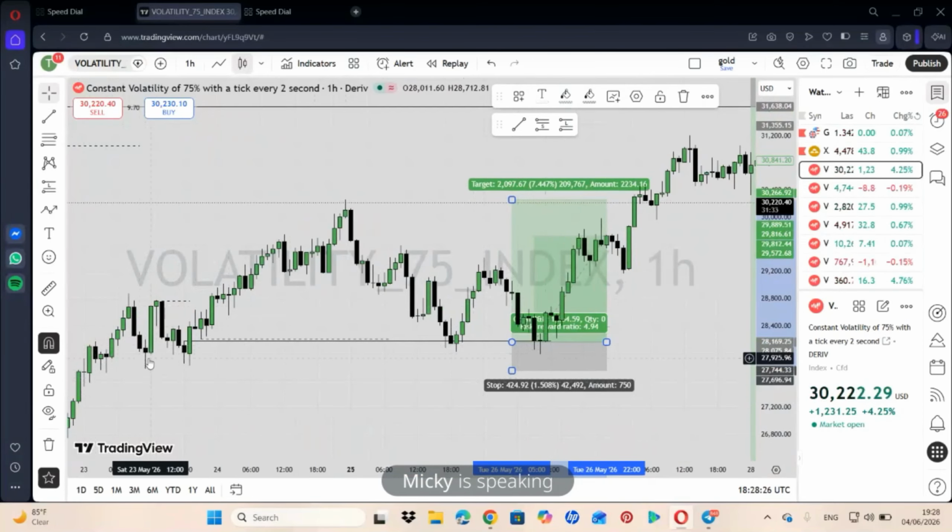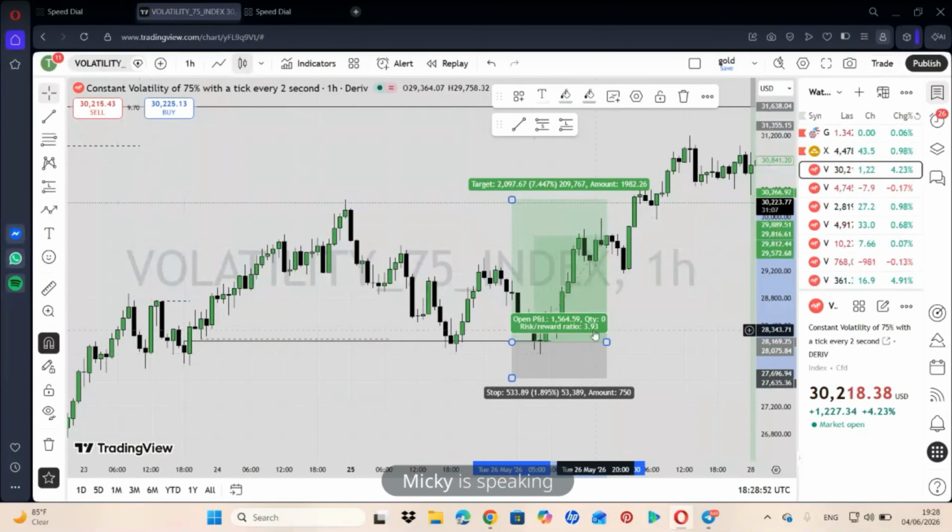All those little details. That's why I will always say you need mentorship, because of all these little details. Someone will just put his SL just above here, and price might actually come to take you out. But for me, I'm going to put my SL below all the support levels, which is here.